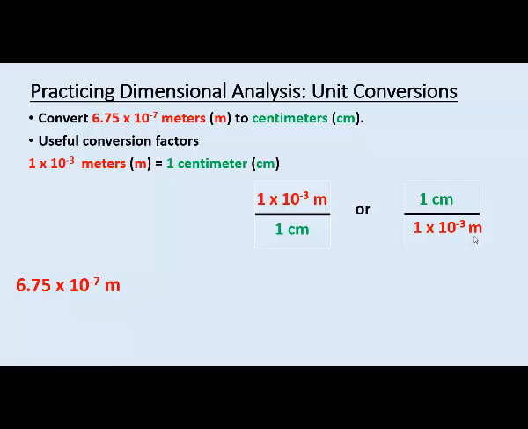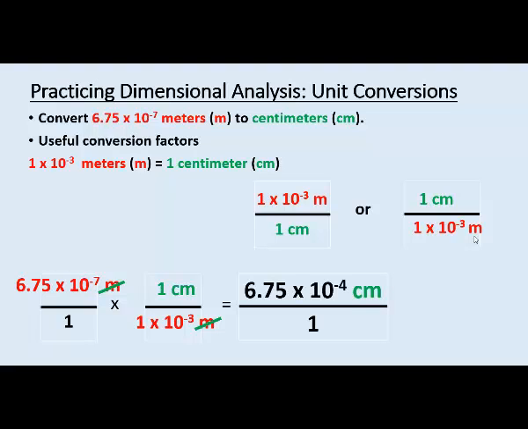So as I set it up, I take the 6.75 times 10 to the negative 7th meters over 1. And the conversion factor I'm picking should cancel my units out, so I should put meters on the bottom. So I'm going to have 1 times 10 to the negative 3rd meters. 100th of a meter is every 1 centimeter for my conversion factor. My meters will cancel, and that would give me an answer with units of centimeters that have not canceled. So I end up with 6.75 times 10 to the negative 4 centimeters over 1. Or I could just write that as my number of centimeters.